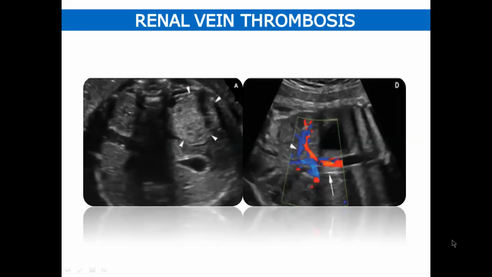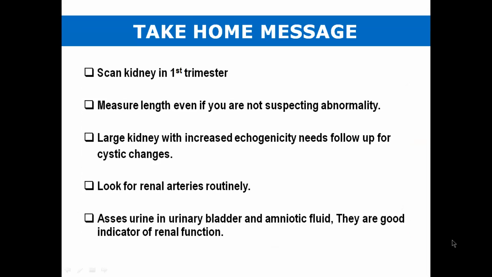Sometimes you get unilateral enlarged, echogenic kidneys, and if you see in B mode that you are able to see some thrombus in the renal vein which is extending to the IVC, it is renal vein thrombosis. I have not come across a case. I have borrowed this slide, and this is one of the causes of a unilateral enlarged echogenic kidney.